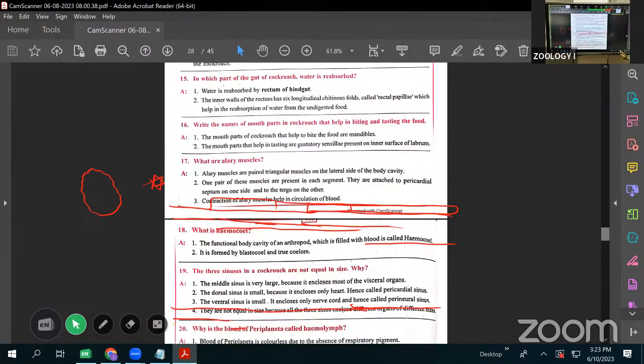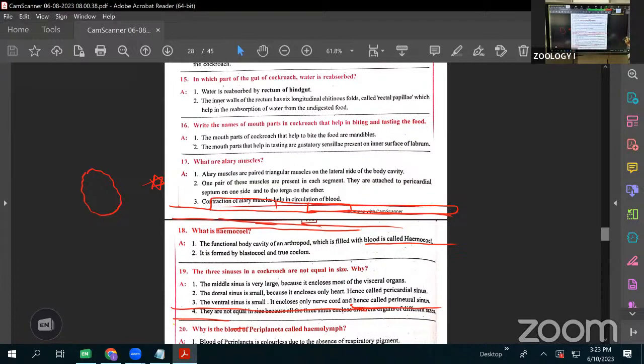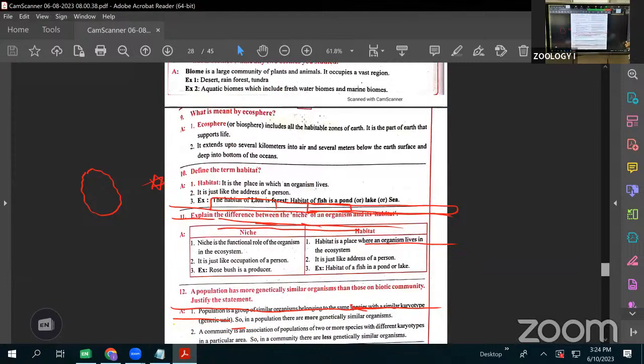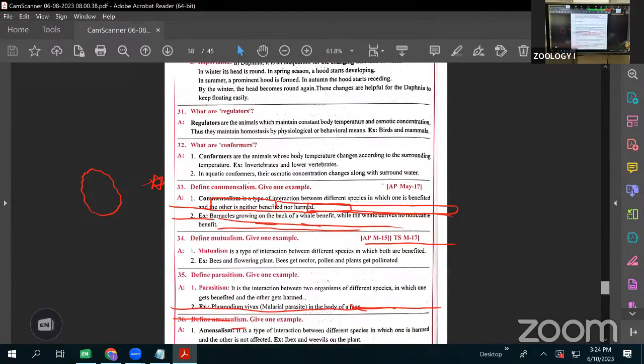With this, we have almost finished the sixth and seventh lessons, and there are no VSQs. Next we are going to the last lesson. We are going to discuss the last lesson's VSQs.